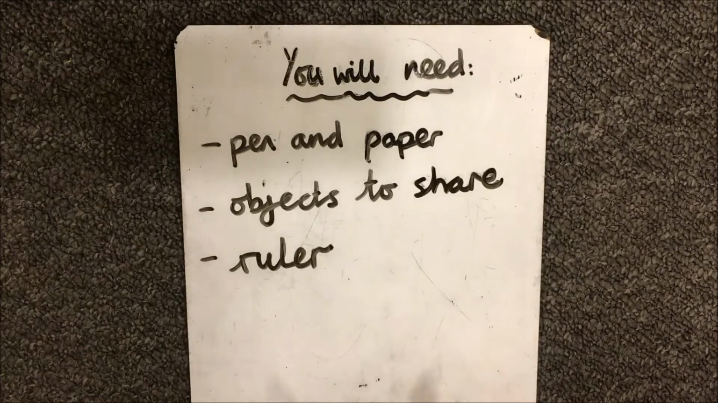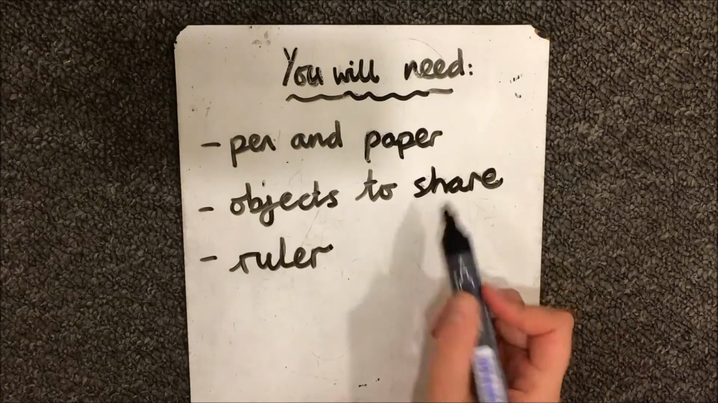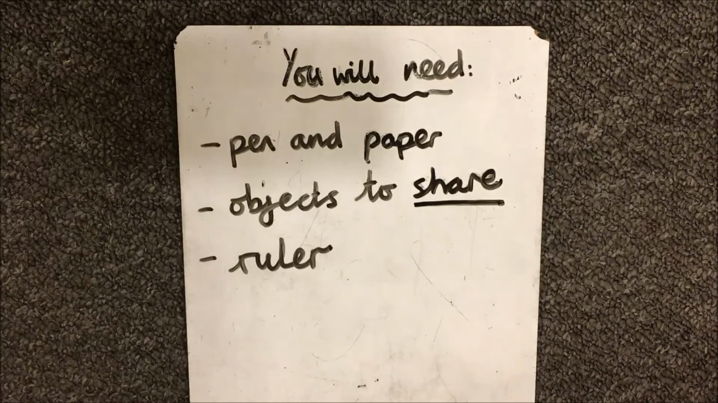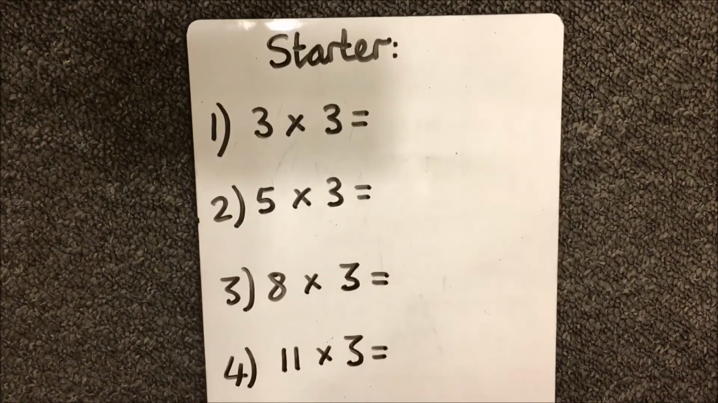Today you're going to need pen and paper, objects to share today, similar objects to the ones you used yesterday, and also a ruler. Again, we're going to be doing some bar modelling like yesterday, but instead of using our strips of paper and scissors, we're going to be drawing them using a ruler. Yesterday we did timesing by 3. We're going to start with that as a starter.